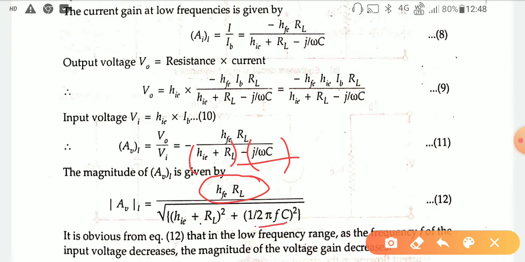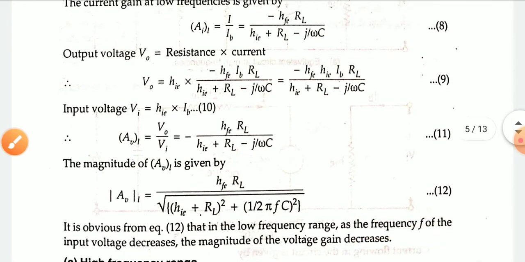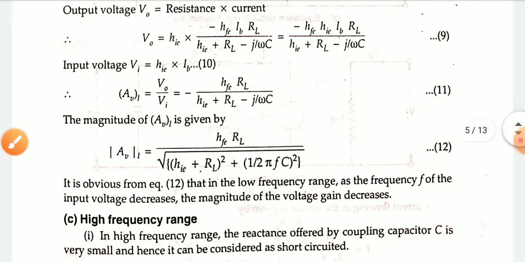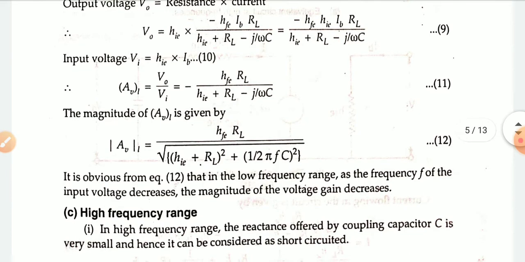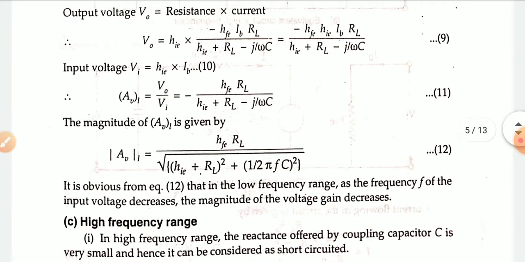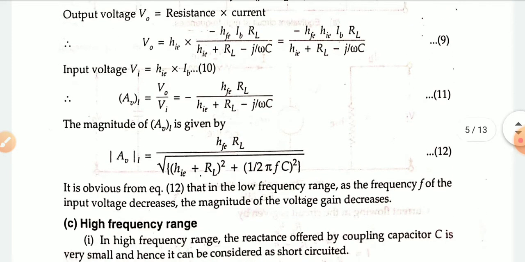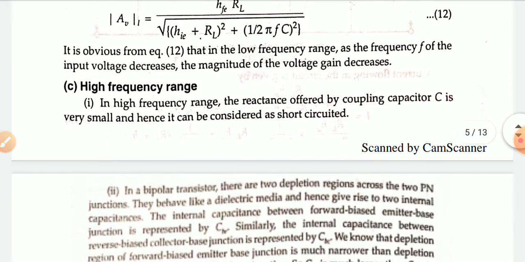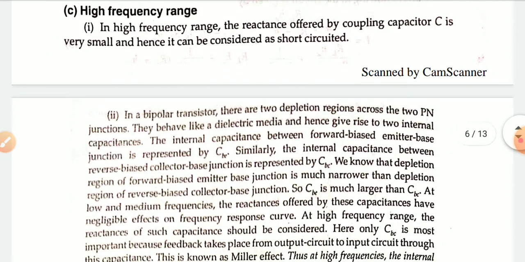So this is written in this position 2 pi f c. So this is the total one squared. So this is the expression for the low frequency region: the amplitude, and also the voltage gain and also the current gain. Now you just concentrate on the high frequency range.